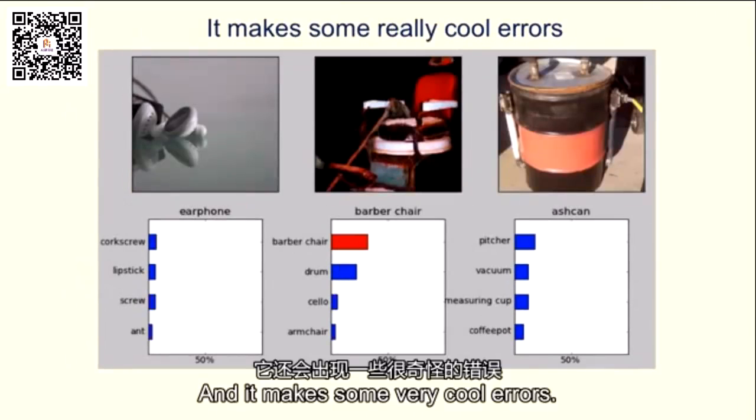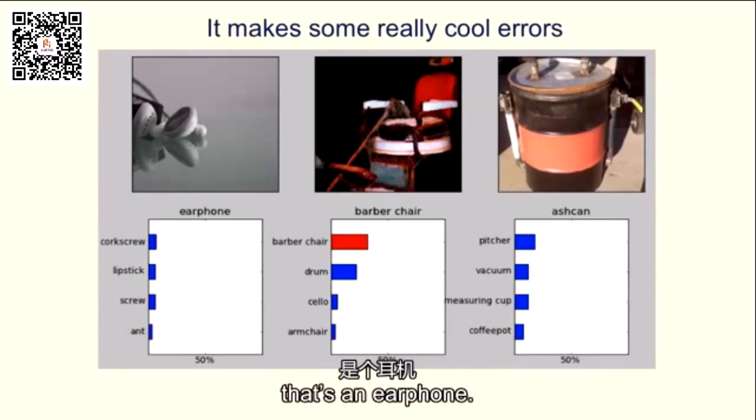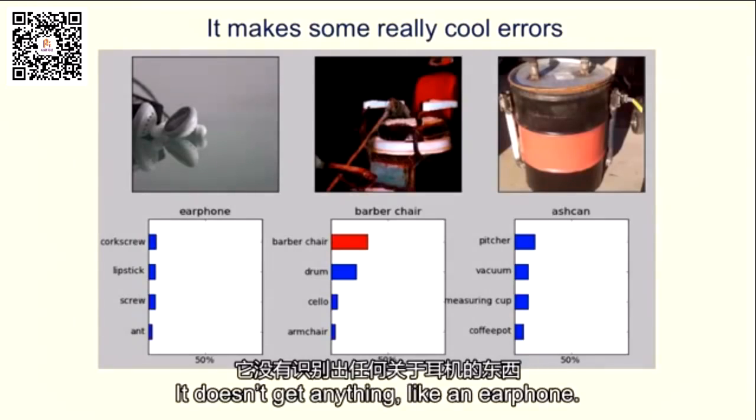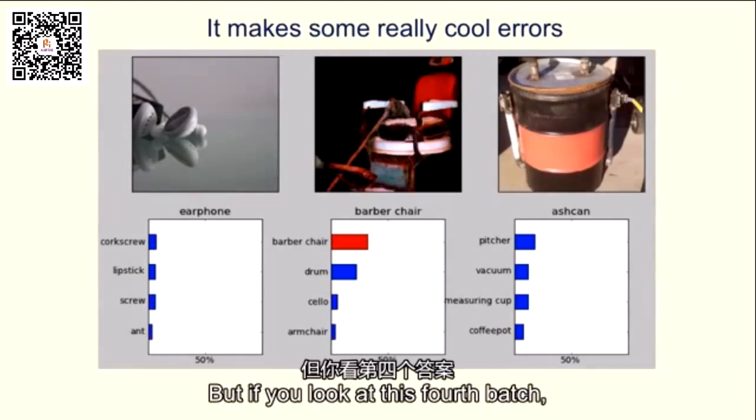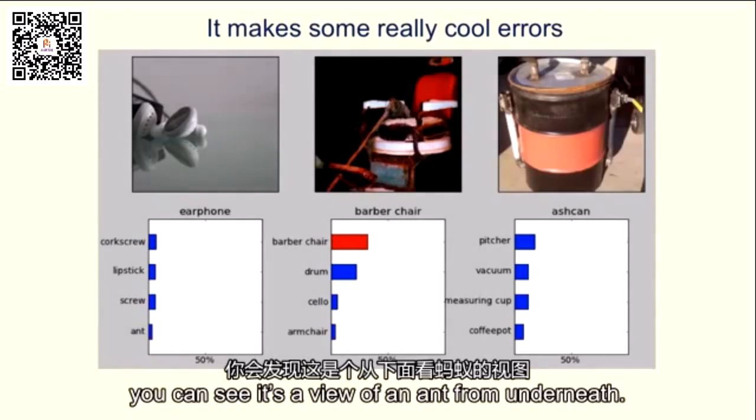And it makes some very cool errors. If you look at the image on the left, that's an earphone. It doesn't get anything like an earphone, but if you look at its fourth bet, it thinks it's an ant. And to begin with, you think that's crazy, but then if you look at it carefully, you can see it's a view of an ant from underneath.